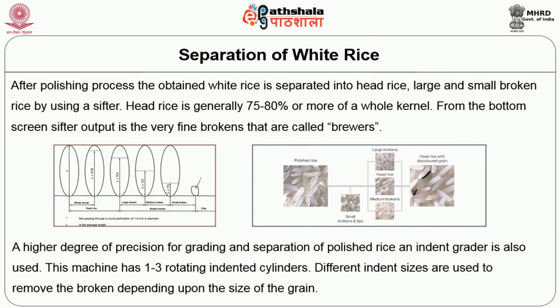A higher degree of precision of grading and separation of polished rice will be done by using an indent grader. This machine has 1 to 3 rotating indented cylinders. Different indented sizes are used to remove the brokens depending upon the size of the grain.